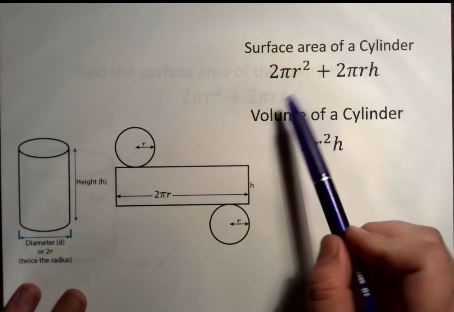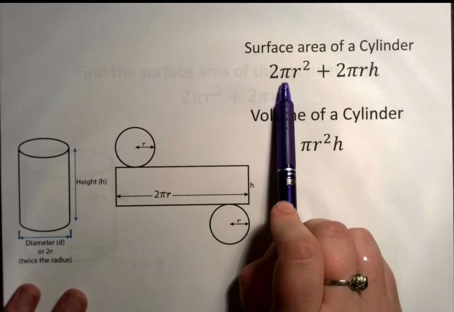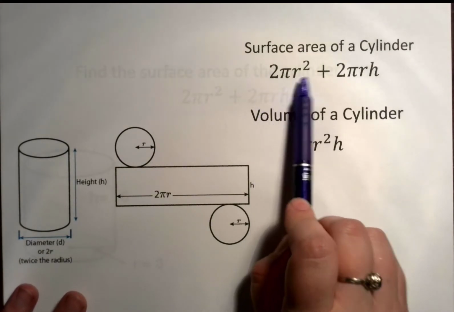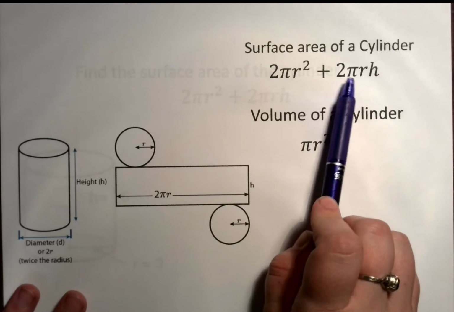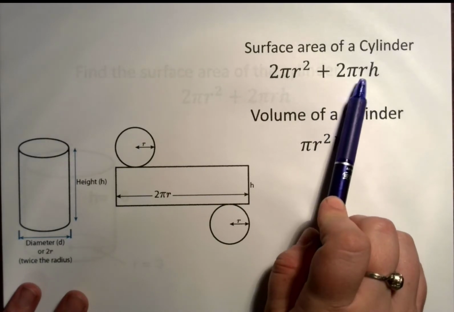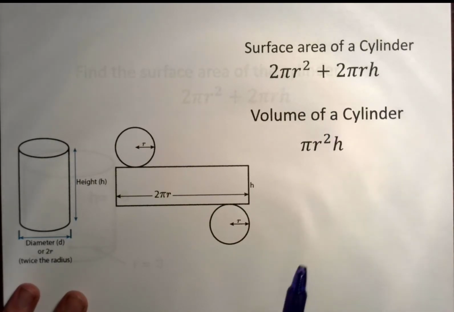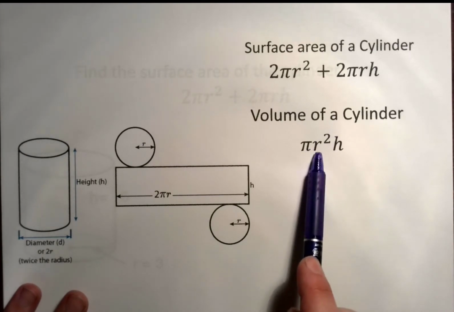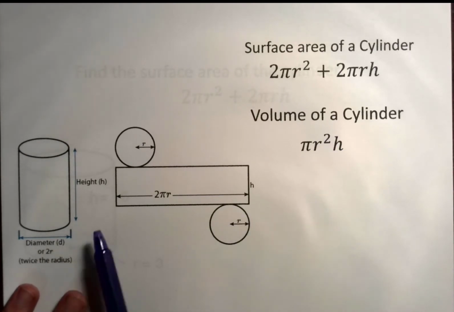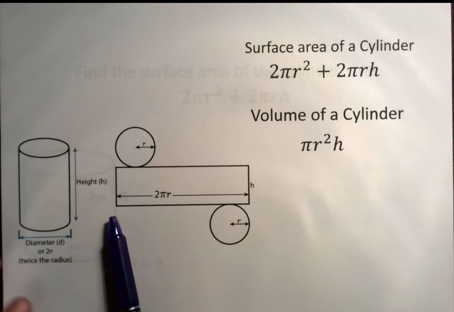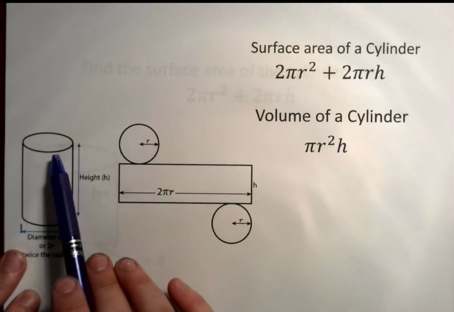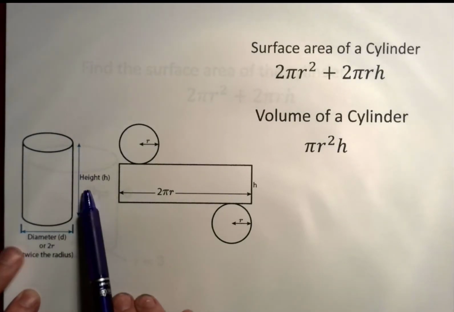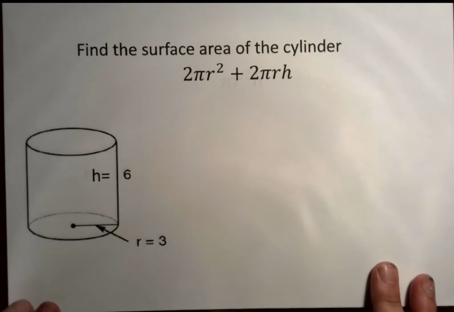So for surface area, we're going to use 2 times pi times r squared plus 2 pi r times h. And volume will be pi r squared times the height. Okay, we get these from here, okay? All right, so it says find the surface area of the cylinder.